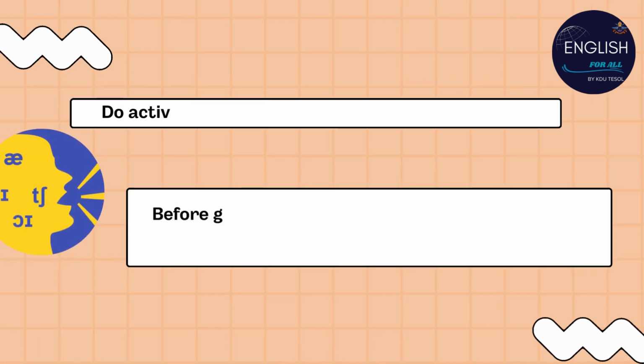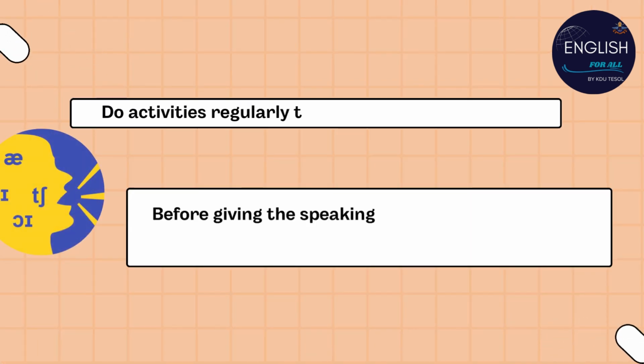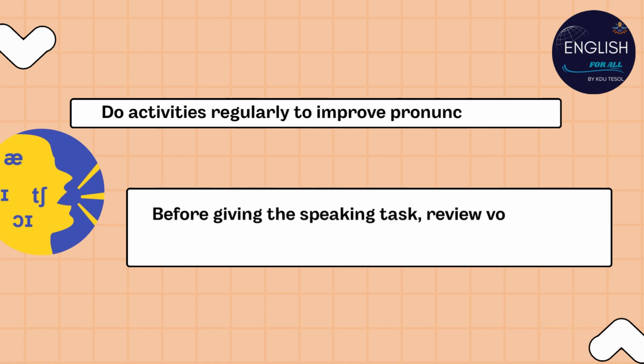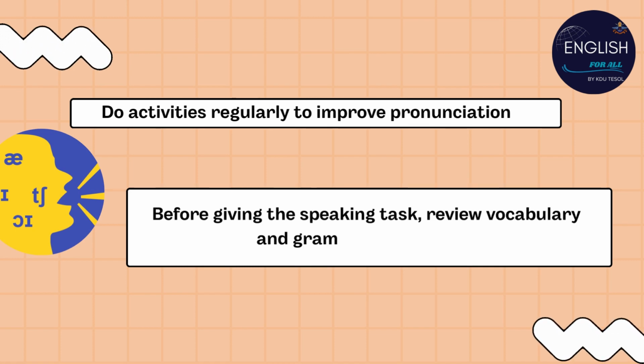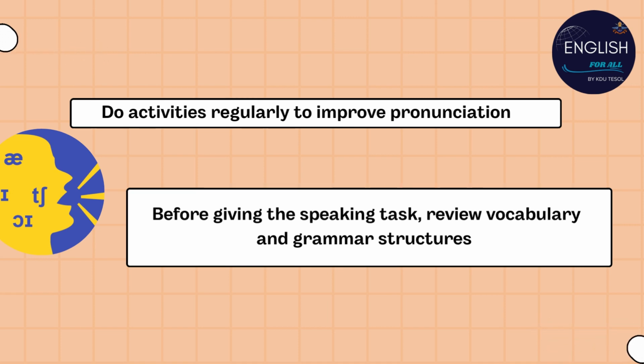Let's move on to the next tip. Practice pronunciation regularly. This means doing activities often that help you say words and sounds correctly. When you regularly do activities to improve pronunciation, your learners will get better at saying words more clearly and confidently. It's like exercising a muscle. The more you do it, the stronger it becomes.